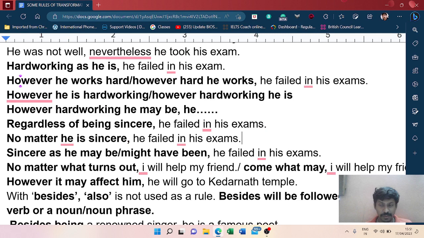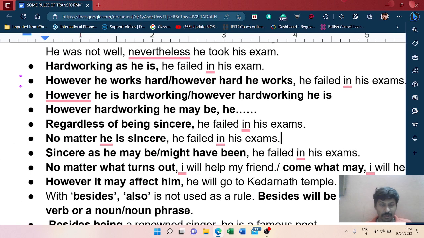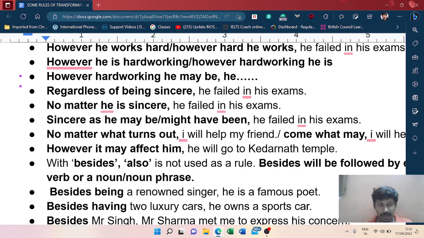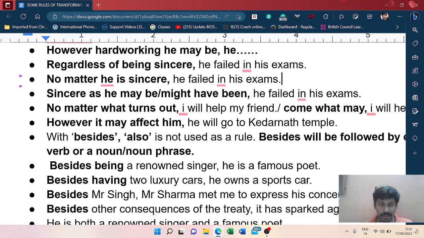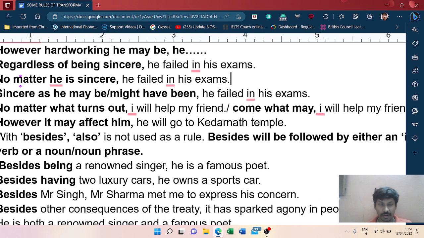Now with besides also, it is used as a rule. Besides will be followed by either an ing verb or a noun or noun phrase. Like besides being a renowned singer. So besides is followed by an ing verb. Then comes besides having two luxury cars. So having is also a verb with ing. Besides Mr. Singh, that is, besides is followed by a noun. And then in fact, besides other consequences of the treaty, it has sparked agony in people's hearts.